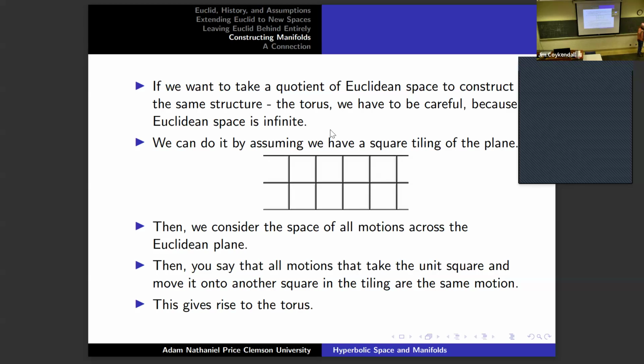Euclidean space, like the real numbers, is one-dimensional Euclidean space. And if you want to talk about a tiling of the plane by squares, the corner points are the integer lattice points inside two-dimensional Euclidean space.